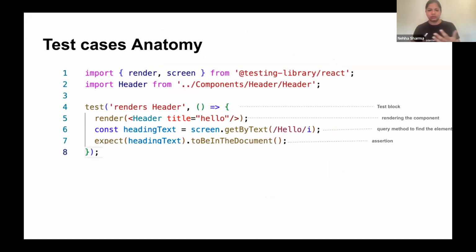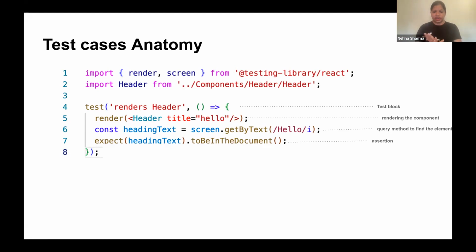If you are now keen to know how it gets converted to code: line number 4 to line number 8, this is your one test block. On line number 5, we are rendering our component. On line number 6, we are finding the element which I wanted to test. Now I'm not interacting, I'm just finding that particular element. And on line number 7, I have written my assert statement. All I want is this heading text to be in the document. That's it. So this is your first test block and this is how it looks.